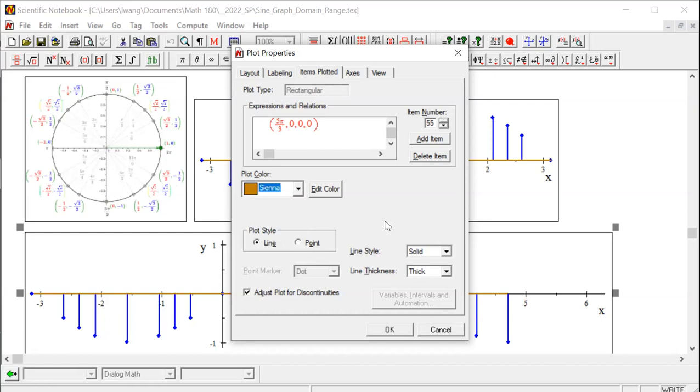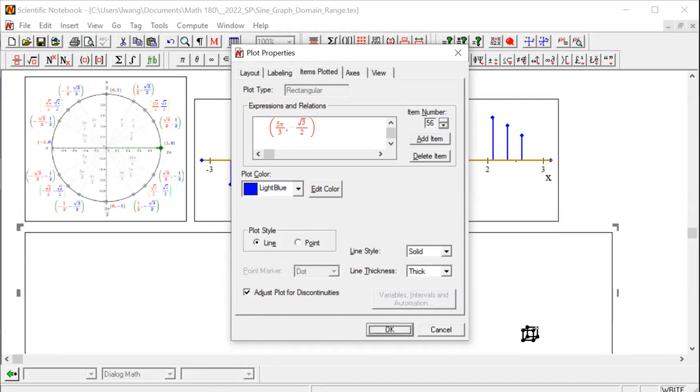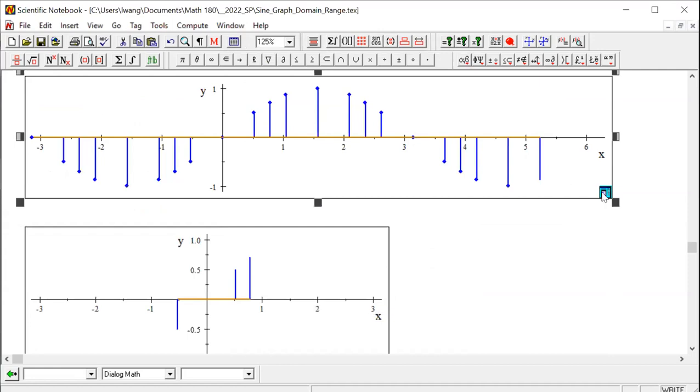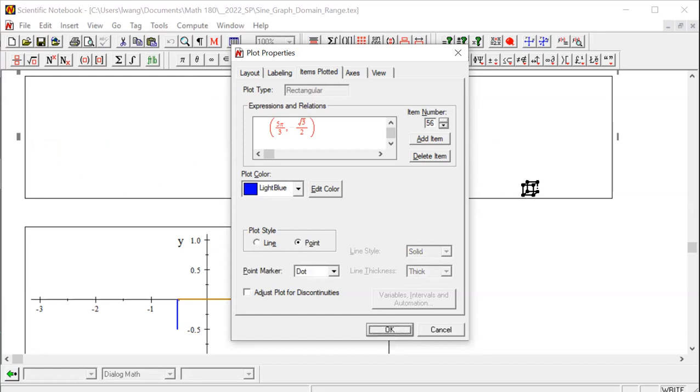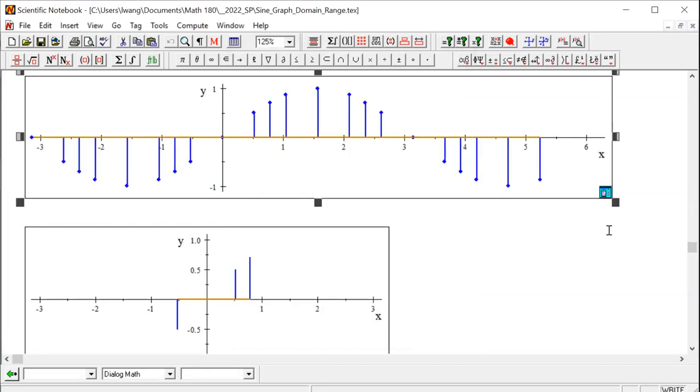Okay, the gold. And it's thick. And the point is going to be 5 pi over 3. Wait, that dot didn't show up. Most likely it didn't pick point. Yes, the point. Right there. Okay, you see, these are the steps that you go through.